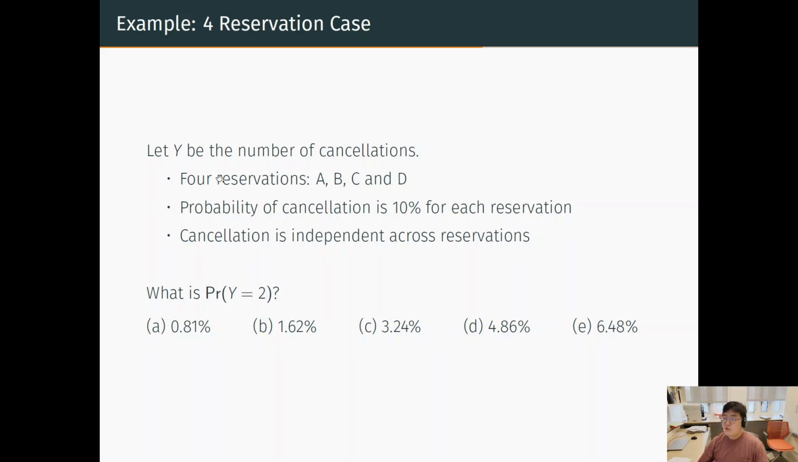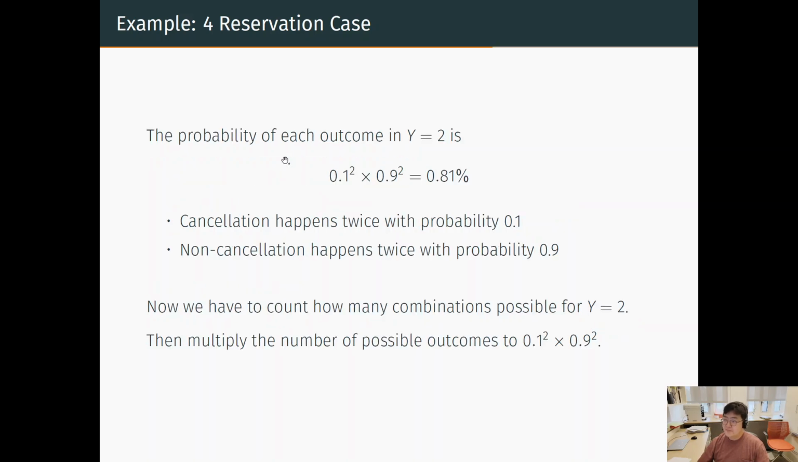Okay, it is now time to think about 4 reservations and the probability of 2 cancellations. Pretty interesting. First, there must be different possible outcomes that have 2 cancellations, but anyhow, each outcome will have this much probability, because out of 4 reservations, there are 2 cancellations and the other 2 are not canceled. So 0.1, 10%, should be multiplied twice, and 90% should be multiplied twice.